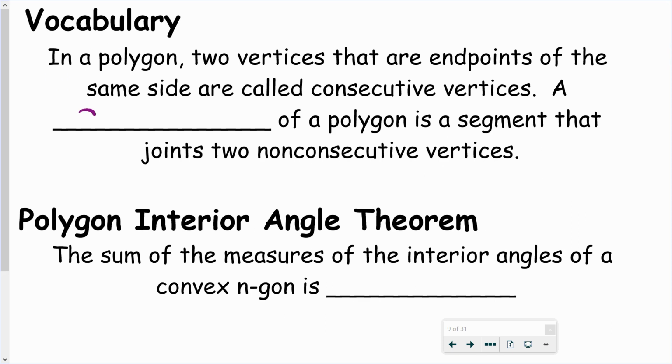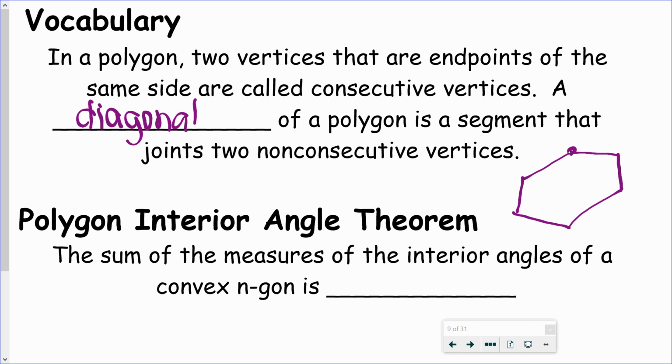A diagonal of a polygon is a segment that joins two non-consecutive vertices. So we have a picture here, and I forgot to copy and paste that picture. I'll draw it really quick. Hopefully you understand my drawing, okay?